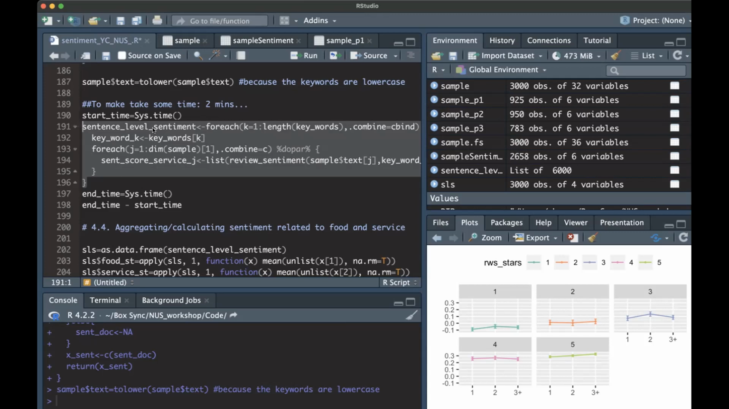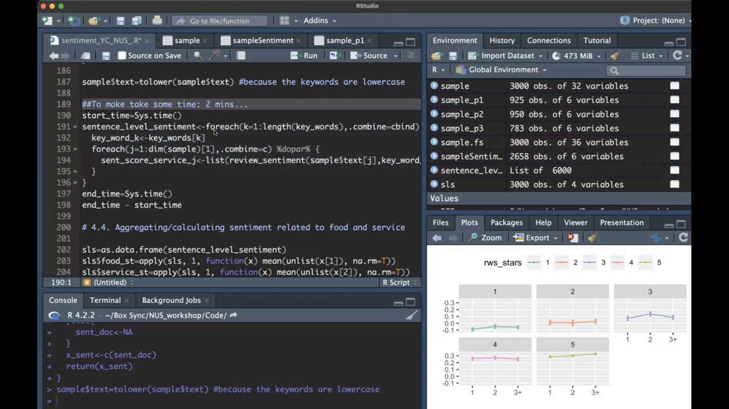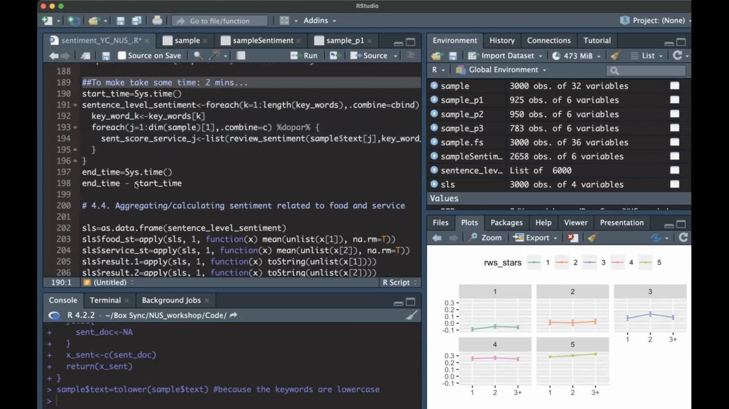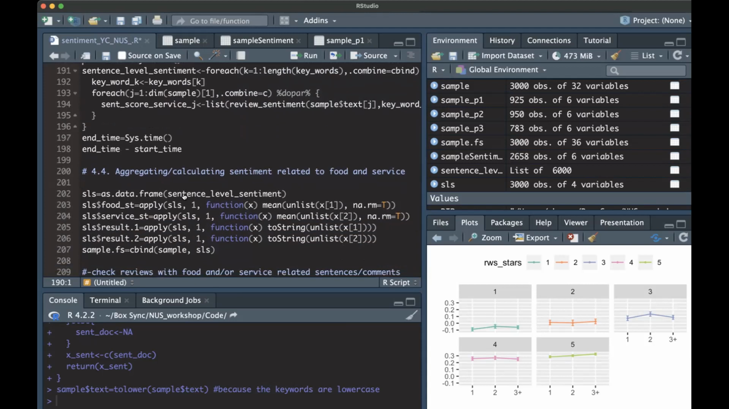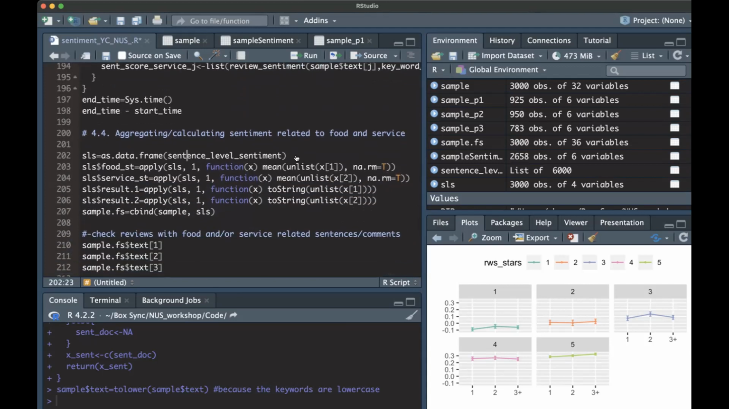It's going to take about 2 minutes, so I will not run this live, otherwise we will just have 2 minutes of silence. But again, I've pre-run this before this workshop. I will show you the result soon. But if you are interested, you can run it on your end. It's going to take about 2 minutes.